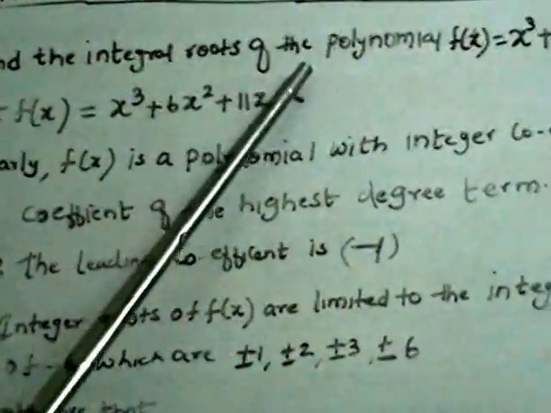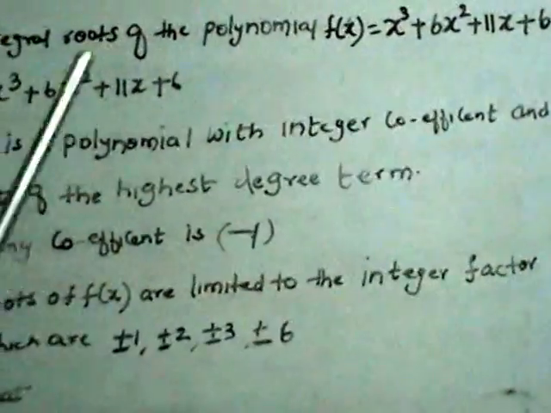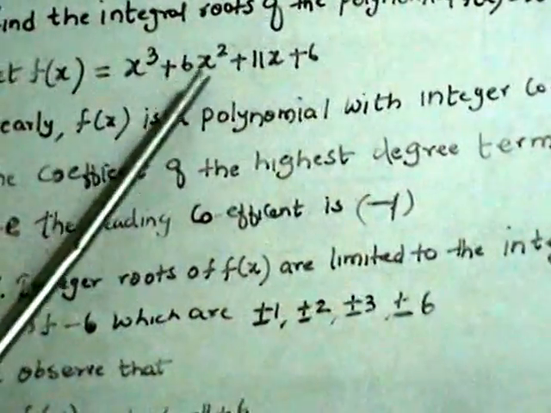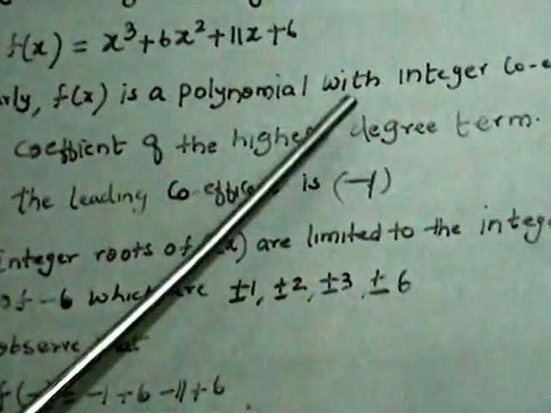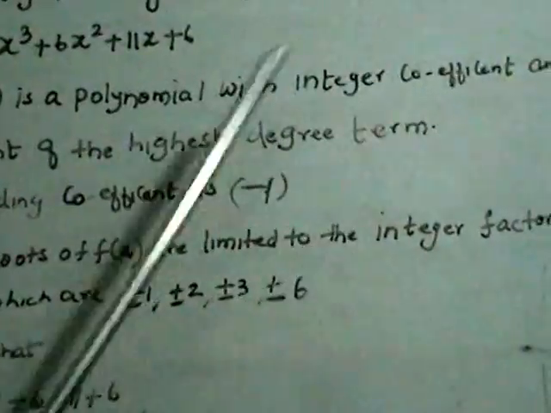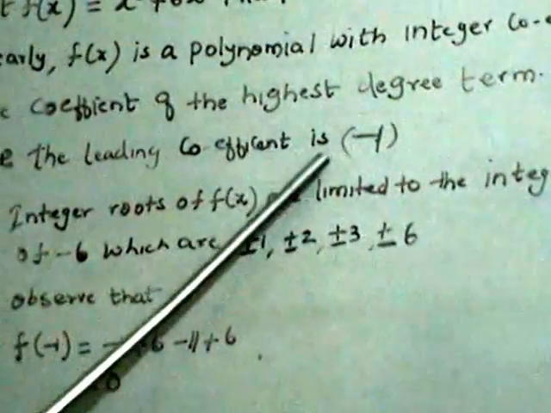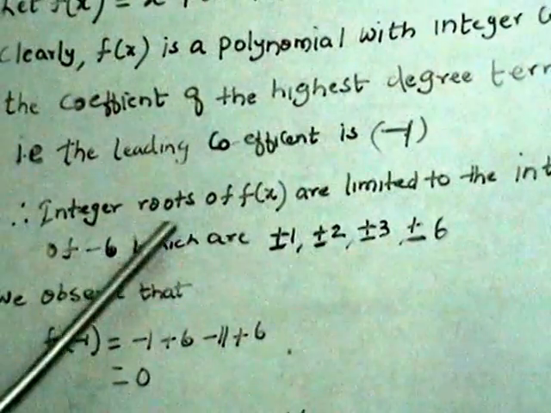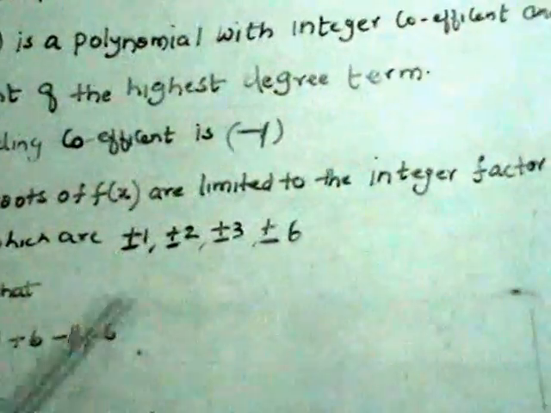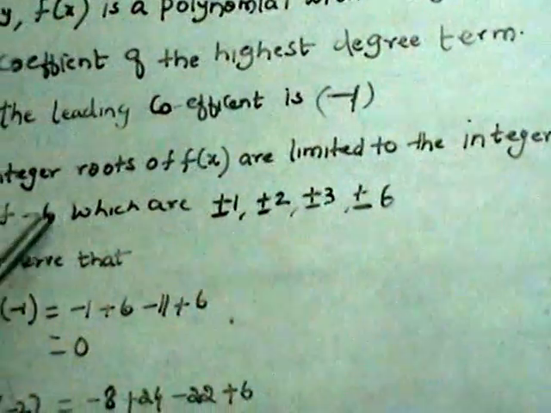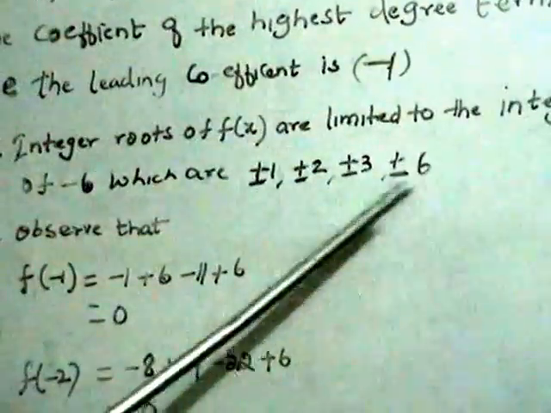Find the integral roots of the polynomial f of x is equal to x cube plus 6x square plus 11x plus 6. Let f of x be x cube plus 6x square plus 11x plus 6. Clearly, f of x is a polynomial with integer coefficients and the coefficient of the highest degree term, that is the leading coefficient, is 1. Integer roots of f of x are limited to the integer factors of 6, which are plus or minus 1, plus or minus 2, plus or minus 3 and plus or minus 6.